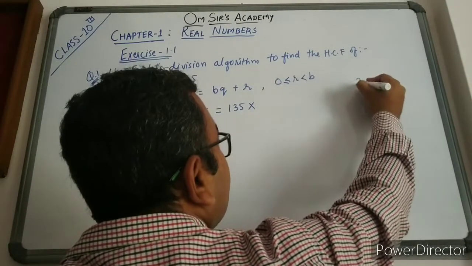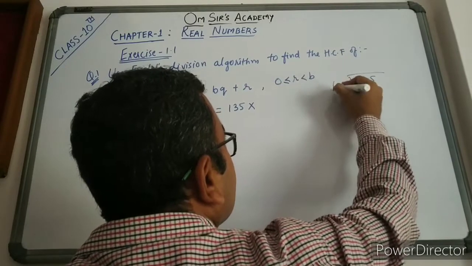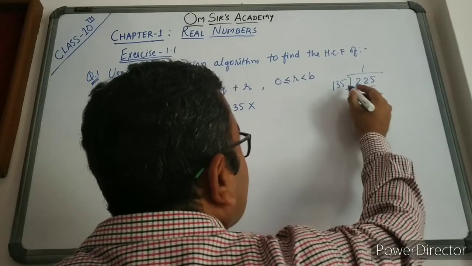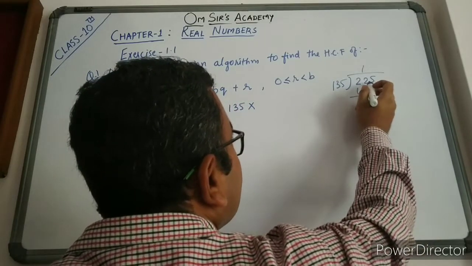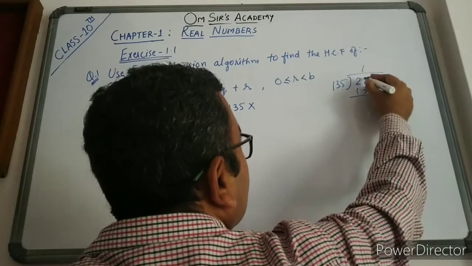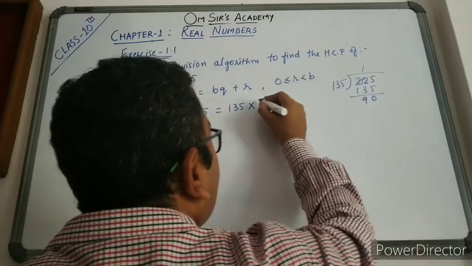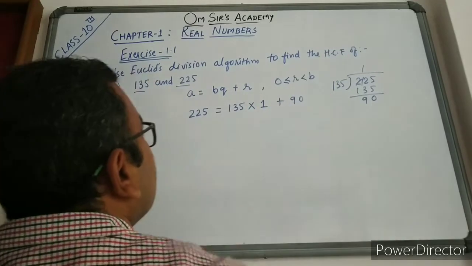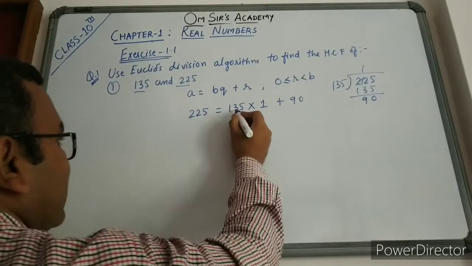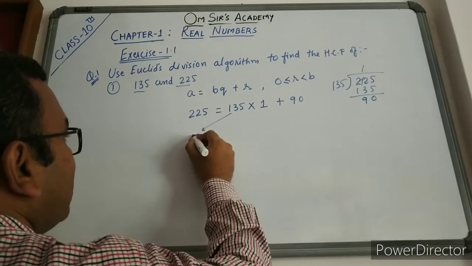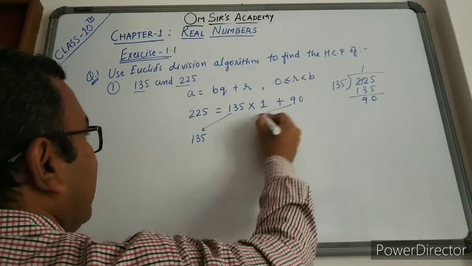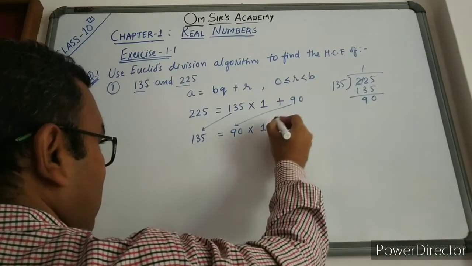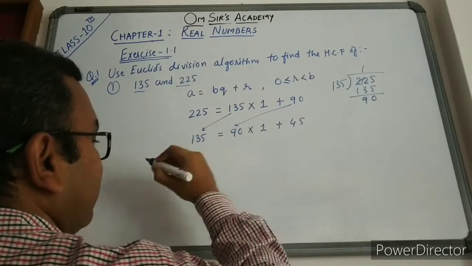Here I am doing 225 divided by 135. 135 ones are 135, because 135 twos would be 270, which is greater than 225. So 225 minus 135 is 90, which will be the remainder. So 225 equals 135 into 1 plus 90. In the next step, this 135 will become your A, and that remainder 90 will become B. So 135 equals 90 into 1 plus 45.